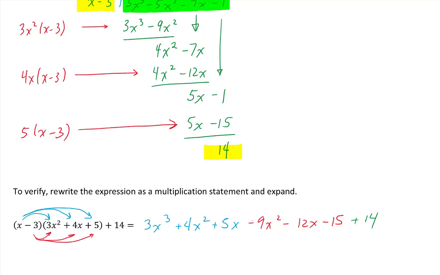And all we need to do is collect like terms and see what we get. So here's our 3x cubed, that's out. Next, collect our x squareds. So we have minus 5x squareds. Next, go to the x's. We have minus 7x's. And finally, collect all the constants, and we see we have negative 1, which matches the expression we started with.